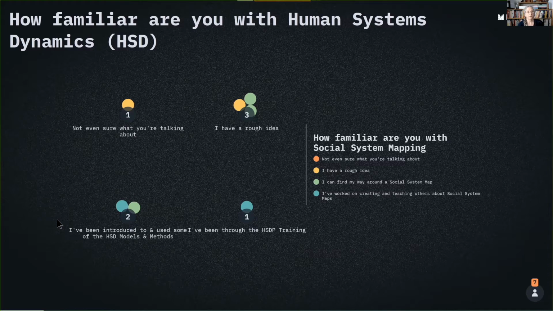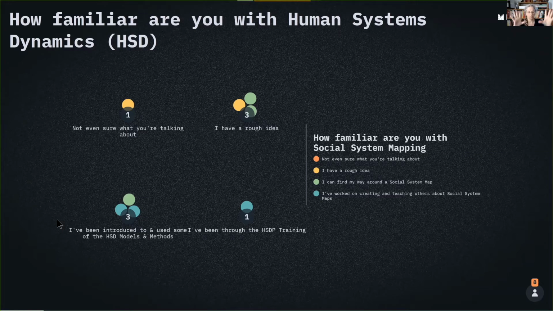And so the dots on the screen are showing both social system mapping familiarity and human systems dynamics familiarity. The blue dots are people who have made social system maps. There's one person here who's both very adept at human systems dynamics and social system mapping. Then we've got some people who are comfortable with social system mapping and are familiar with or introduced to HSD, and a number of people who just have a rough idea.